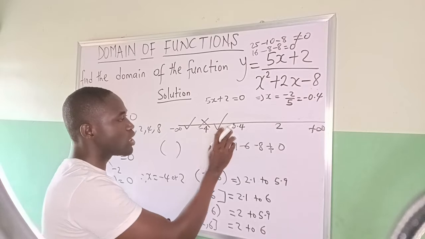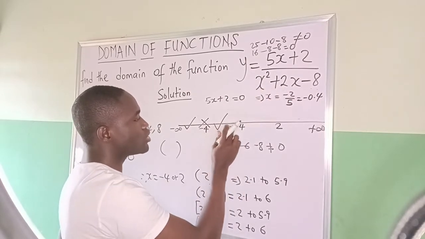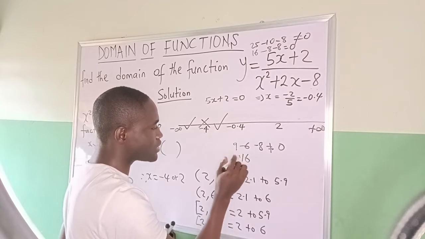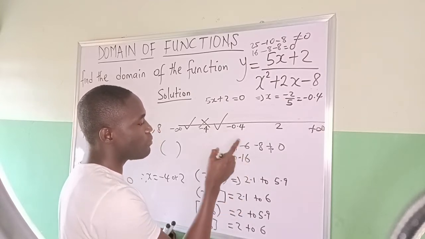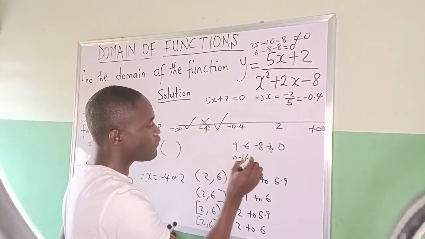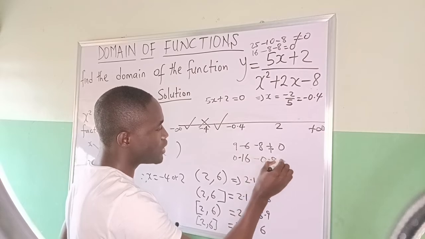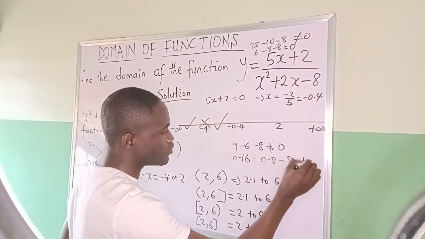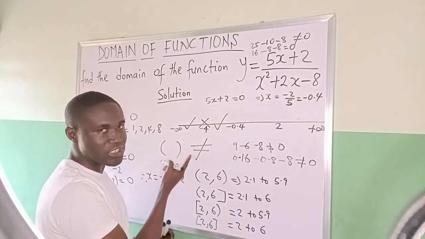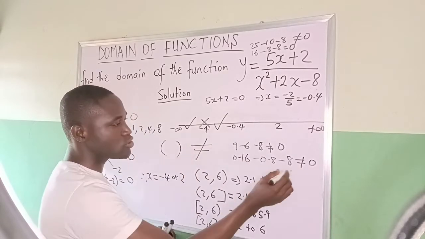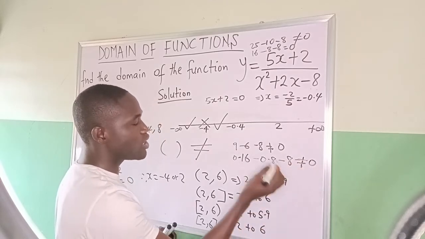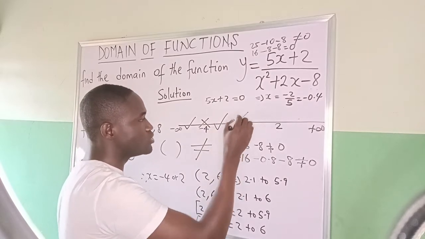I will carry minus 0.4 and put. Minus 0.4 squared will give me 0.16. 2 times minus 0.4 will give me minus 0.8. Then minus 8. You see, it won't give you 0. Remember, something like this means not equal. Not equal to 0. So I'm using it in this question. It won't give me 0. Because of that, I'll mark good here.